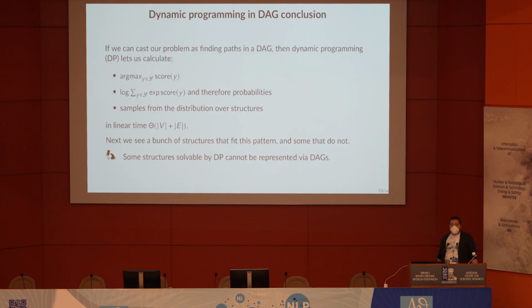So we've seen that using this style of algorithms in DAGs that expand with one path at a time, we can calculate the maximum weight path, the log sum exp over all paths, and also sample from the distribution. All of these in time that is linear in what you would usually call the size of the graph. Of course, we're going to see a bunch of structures that fit this pattern, some that do not. There are some structures that are solvable by similar kinds of algorithms, but not representable as DAGs. I just want to keep this course less scary, so I didn't cover that.